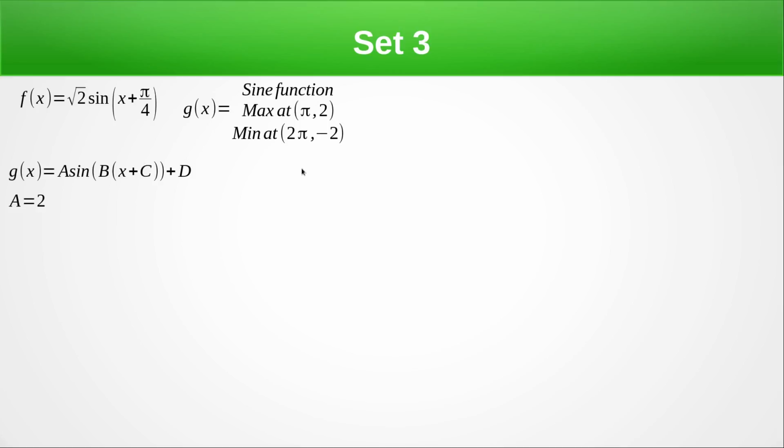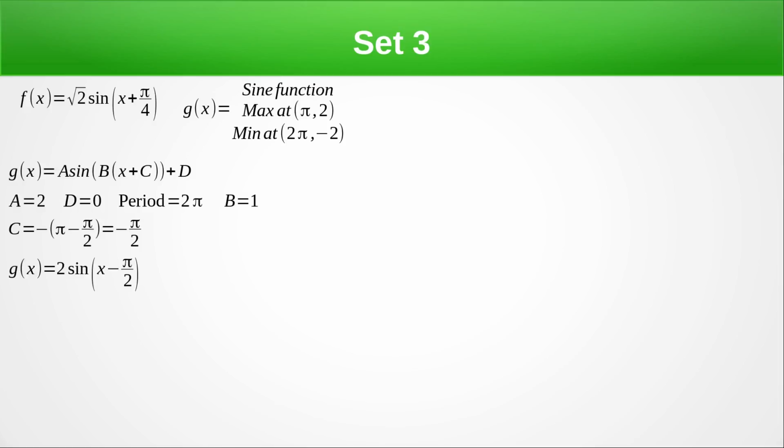A equals 2 because that's the amplitude, and really it's just half the difference between these, and the difference between those is 4. Half of that is 2. D equals 0. D is just the average of the max and the min, or where the centre is. And then we've got a period is 2 pi, because from max to min is pi, we've got to double that, it's 2 pi. And remember, B is 2 pi over the period, so B equals 1. And then C is the negative of the distance to the max minus a quarter of a period. So C is minus pi over 4, which gives us g of x equals this function here.